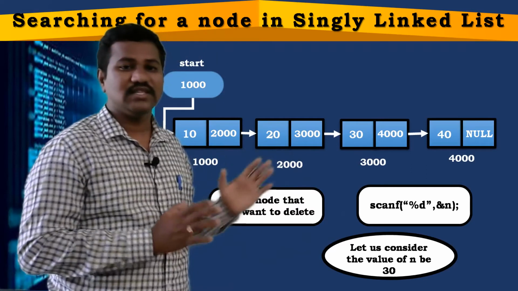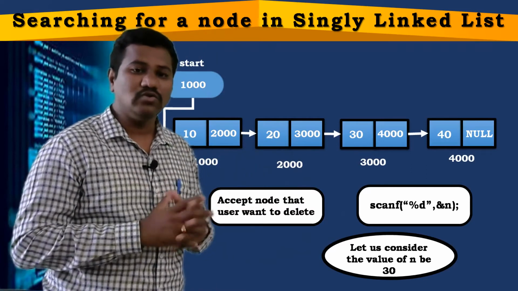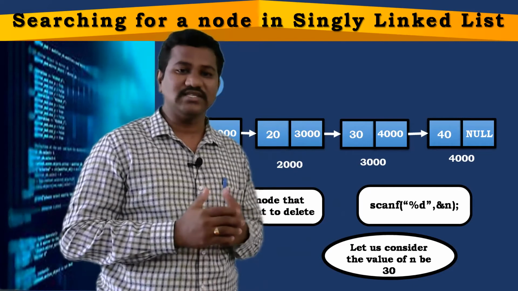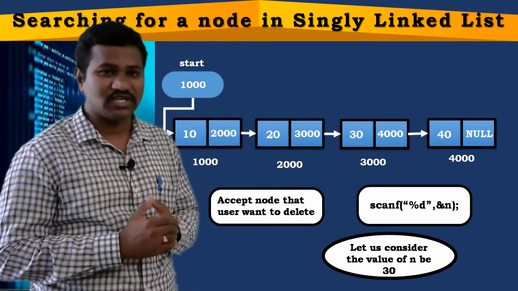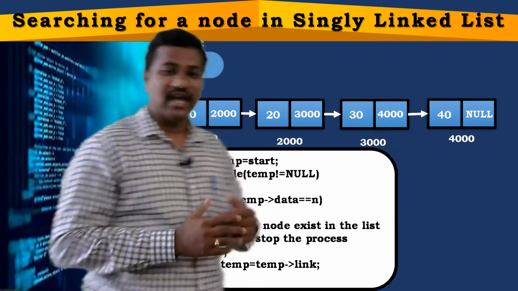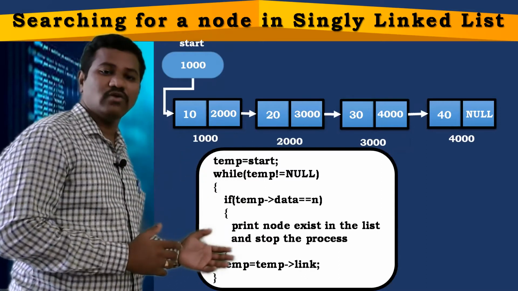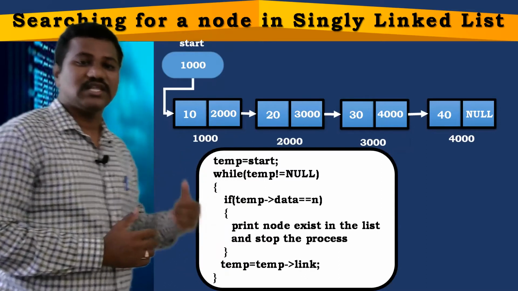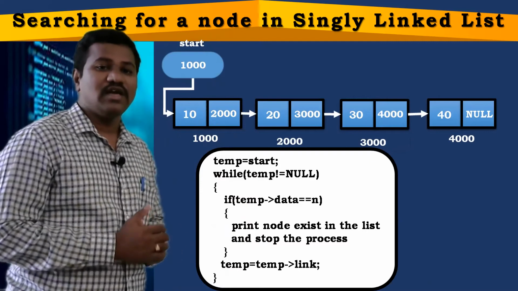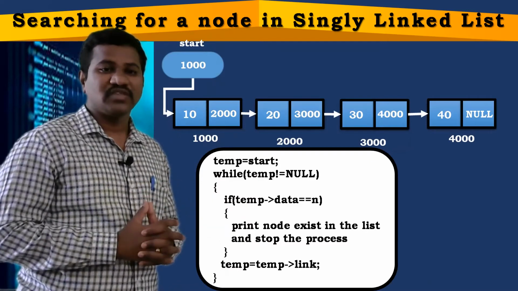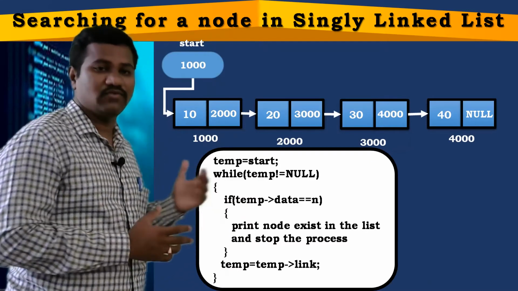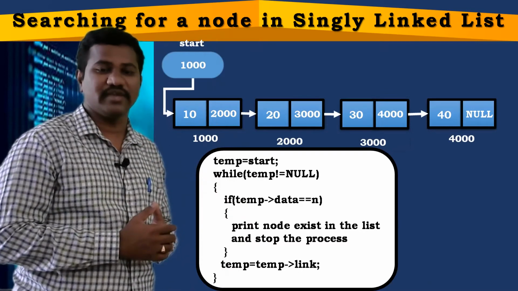By seeing here, we can say that 30 exists in the list. But how do we check whether that 30 exists in the list in the program? We need to follow a set of instructions, and these are the instructions we need to follow in order to check whether this 30 exists in the list or not. Let us go instruction by instruction so that we get some clarity on why we have written all these instructions.